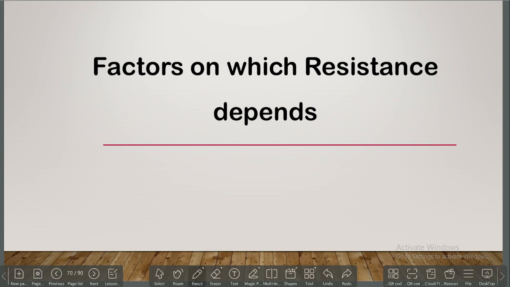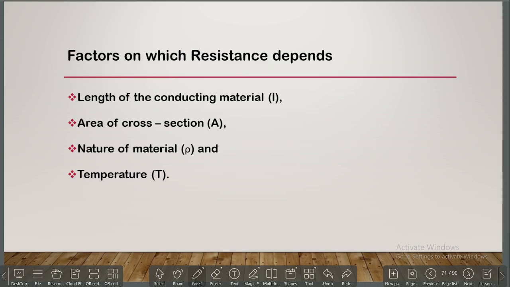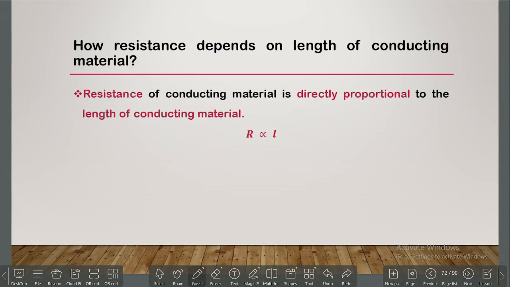Next. The next topic we have is the factors on which the resistance of the conducting material depends. Already we saw what the factors are. It depends upon the length of the conducting material, area of cross section, nature of the conducting material, and temperature. It depends on these four factors only. Now we will discuss briefly how it depends upon the length, the area, as well as the nature and temperature.